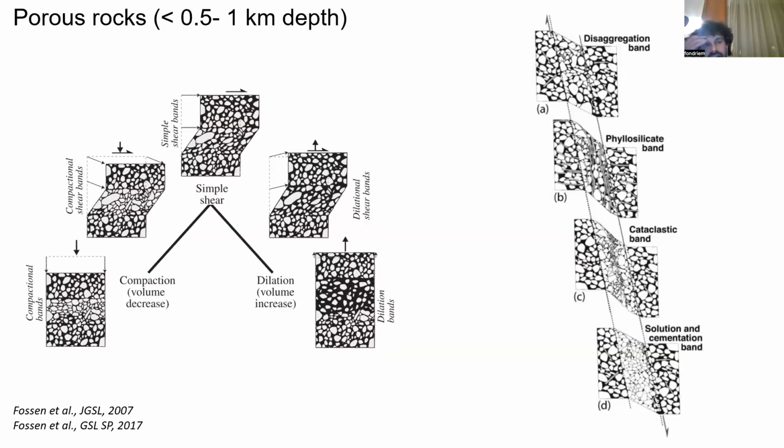Again, instead, if we look at the porous rocks, so if we go to much shallower levels, less than 1 kilometer depth, the deformation processes are completely different. We don't have single discrete fractures that easily accommodate a lot of displacement.